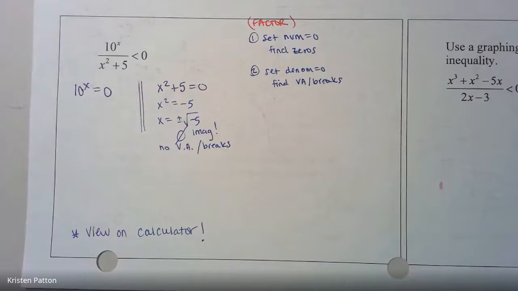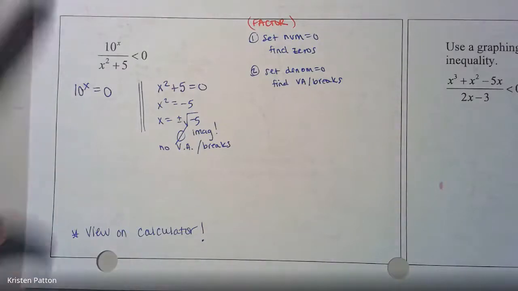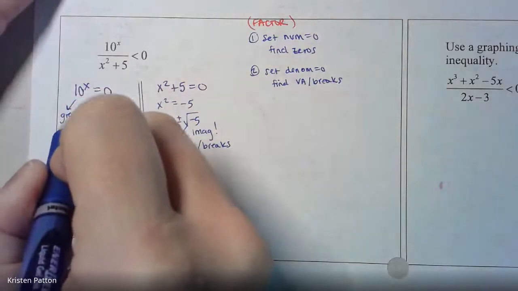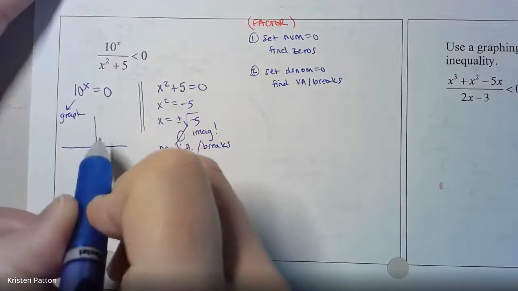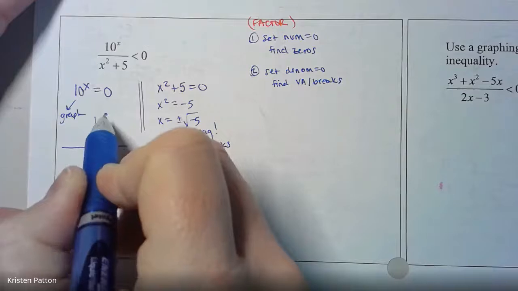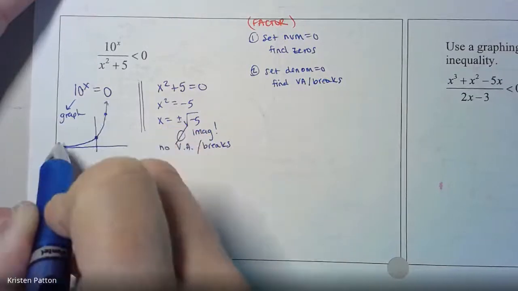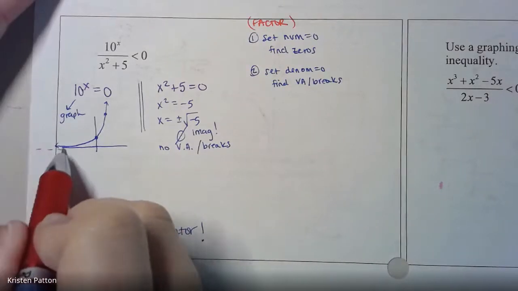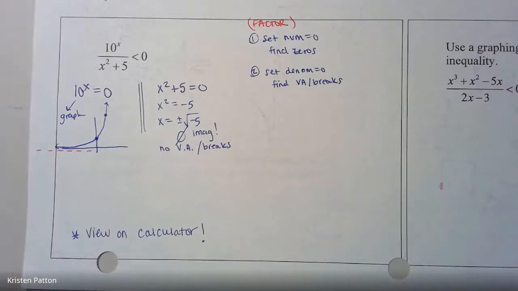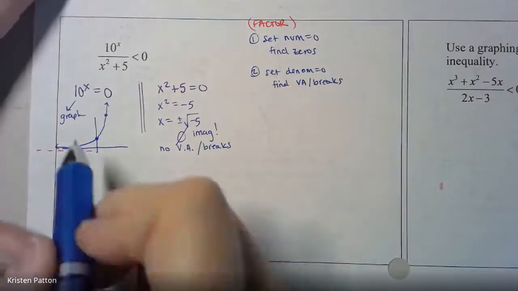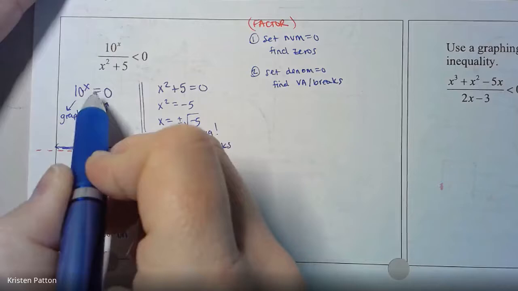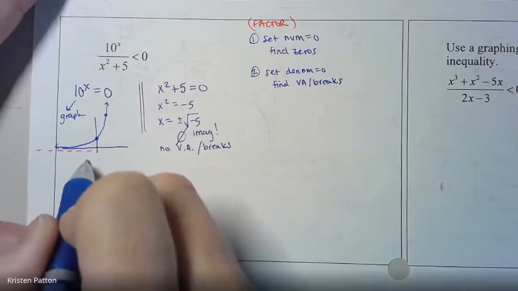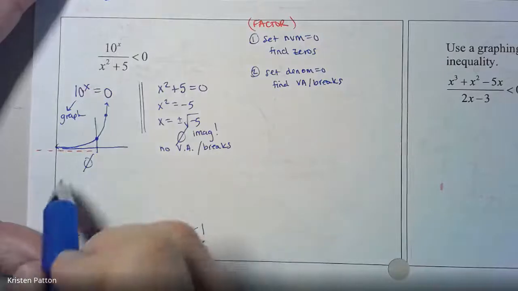10 to the x equals 0. You know what? I'm going to look at the graph of this. Let's graph the exponential function 10 to the x. 10 to the 0 is 1. 10 to the first is 10. Remember, all exponential functions look like this. All exponential functions have a horizontal asymptote on the x-axis. They pass through the point 0, 1, and then they just kind of shoot up forever. Does this exponential graph ever equal 0? No. So there's also no zeros of the numerator.